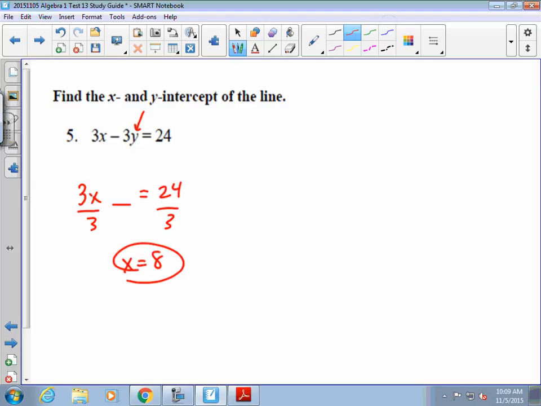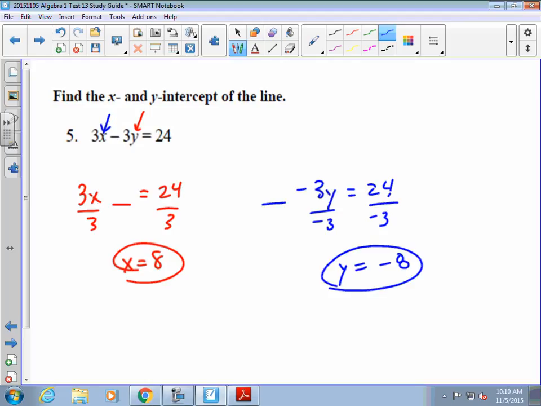You can do the same thing to find your y-intercept. Plug in 0 for x. 3 times x eliminates that part of the problem. 3 times 0 minus 3y equals 24. Divide by negative 3 on both sides. And a positive divided by negative is a negative 8. X-intercept is 8. Y-intercept is negative 8.